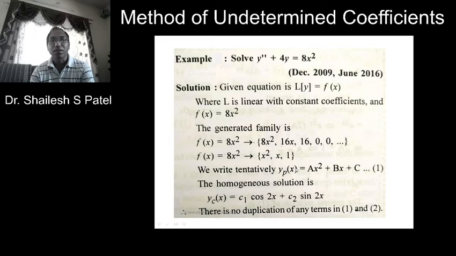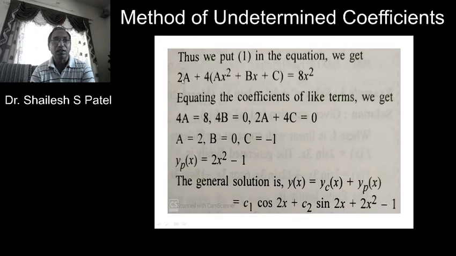So y double dash means here we require to find out the double derivative of yp(x), and then here we will put the value of y directly as it is, equal to 8x², where you can see here 2a plus 4ax² plus bx plus c equal to 8x². Then we will equate the coefficients of like terms. Like terms means on both sides the coefficients of x², coefficient of x.